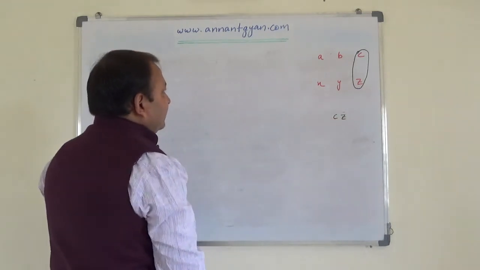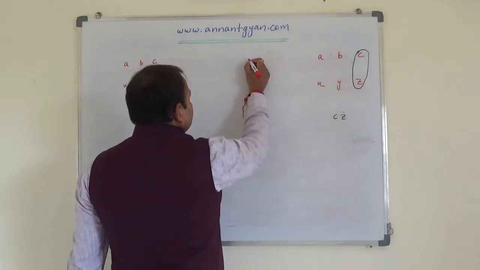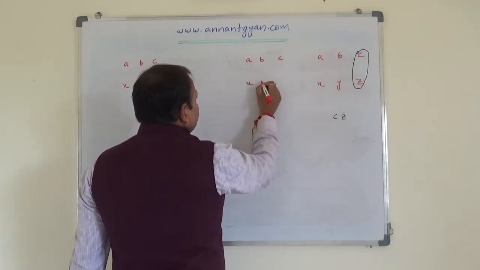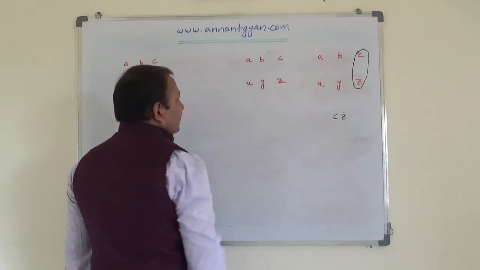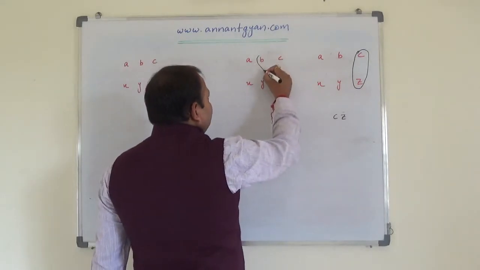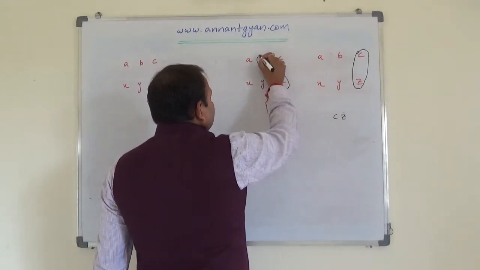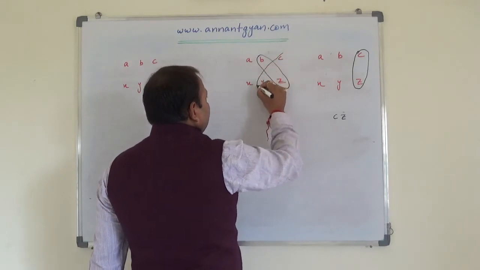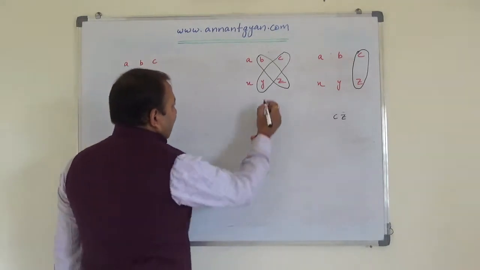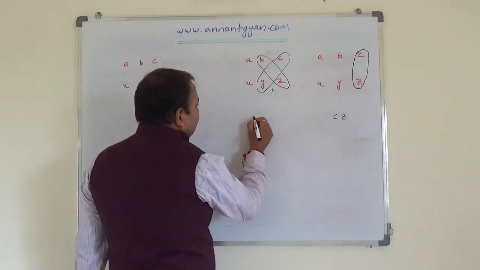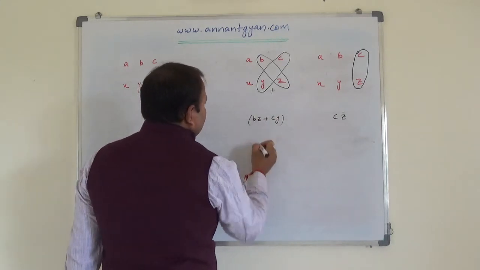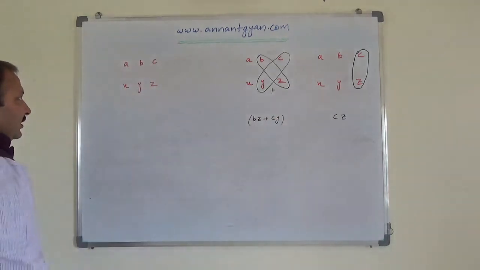In the next step, this is A, B, C, X, Y, Z. We shall do the cross multiplication of the 10th place number with the unit place number, and the 10th place of the second number with the unit place of the first number, and we shall add it. So it is BZ plus CY in the second step.